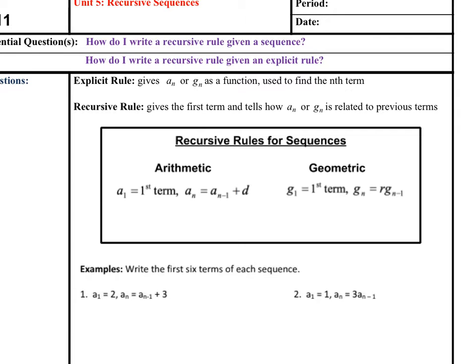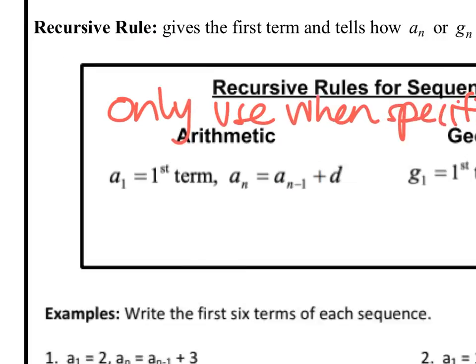Rules. Please only write these if you are specifically asked. Any other time, like only if I say, what is the recursive rule? Unless I ask for that, don't write this equation. You're probably never going to see me ask for that. Okay, here's what it means.